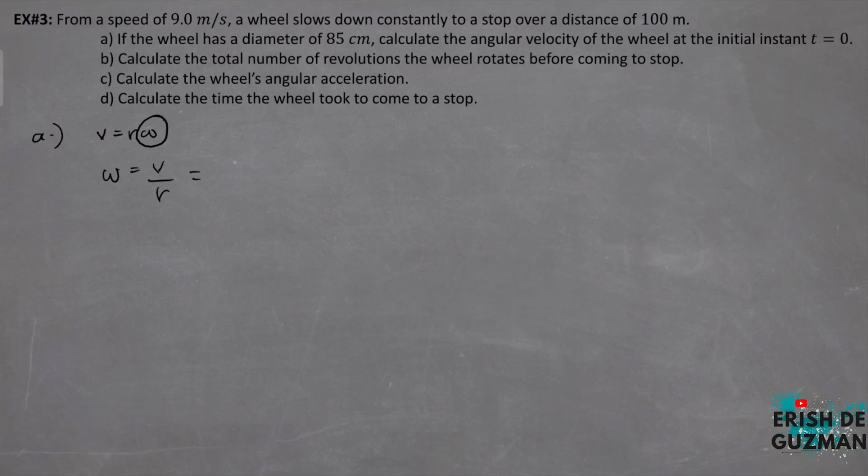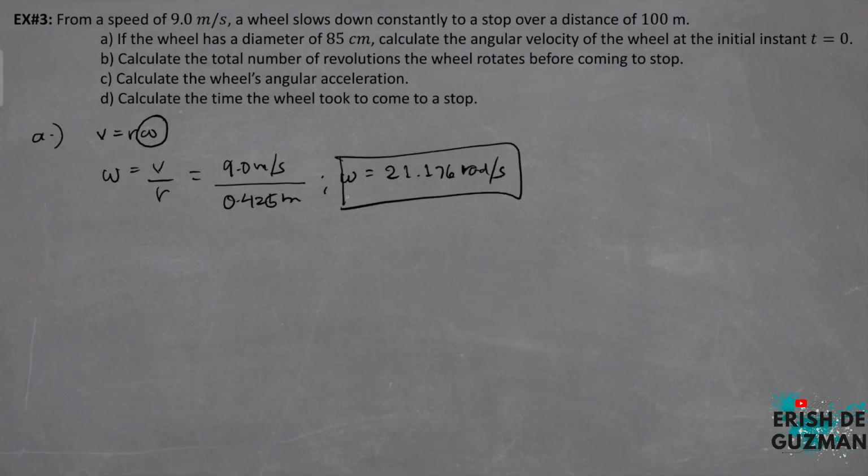Ang linear speed natin is given 9 meters per second divided by sa radius ng wheel. We have given a diameter na 85 centimeters. So 85 divided by 2 is simply 42.5 or 0.425 meters. By calculating, angular velocity is equal to 21.176 radians per second.